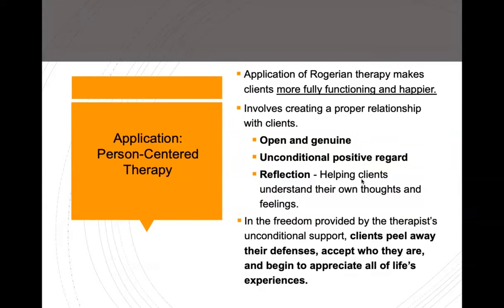Rogers said there are key characteristics that the therapist must have to help a person become fully functioning. One is they must be open and genuine, because first of all you're modeling the same behaviors to the person so they can learn from you. Second of all, you are showing them that you are actually authentic with yourself, and so the patient can trust you. The second is this unconditional positive regard, that is really the key here.